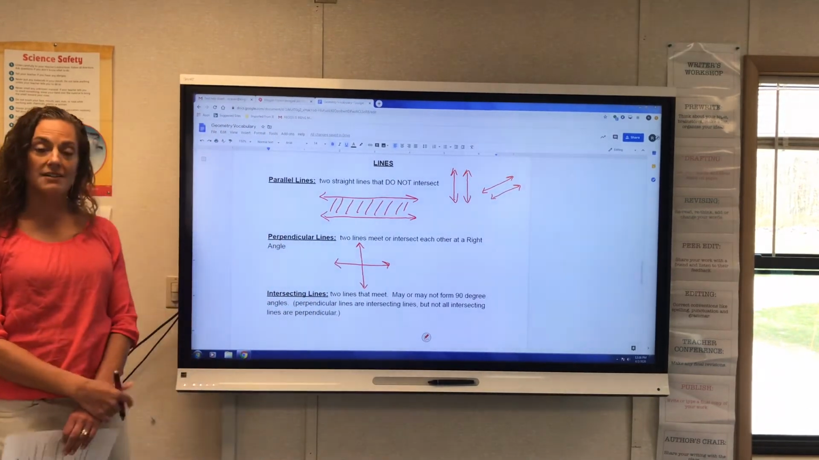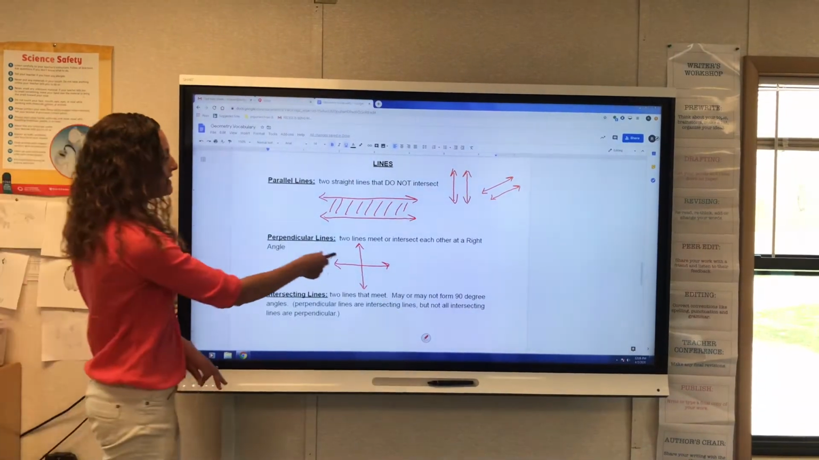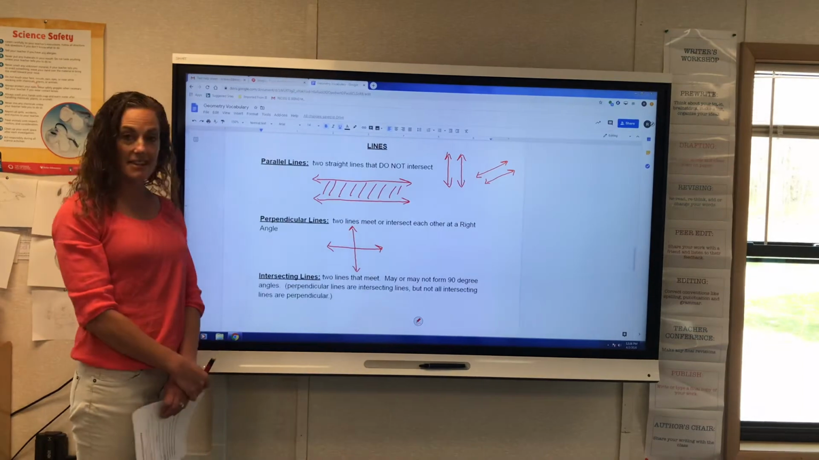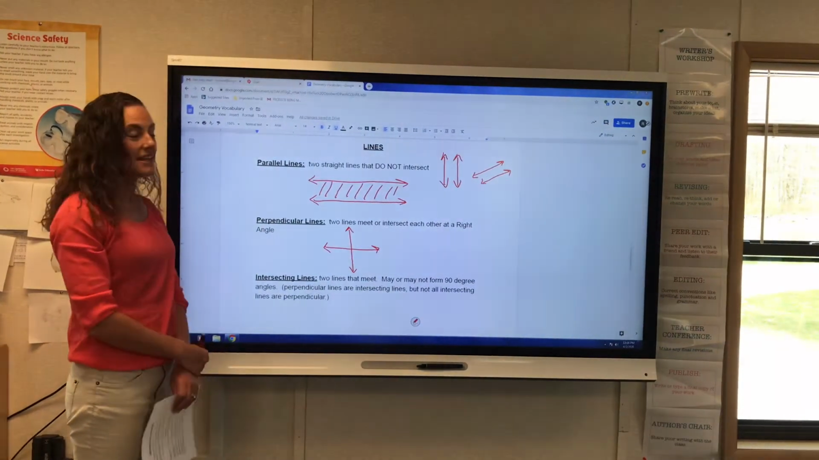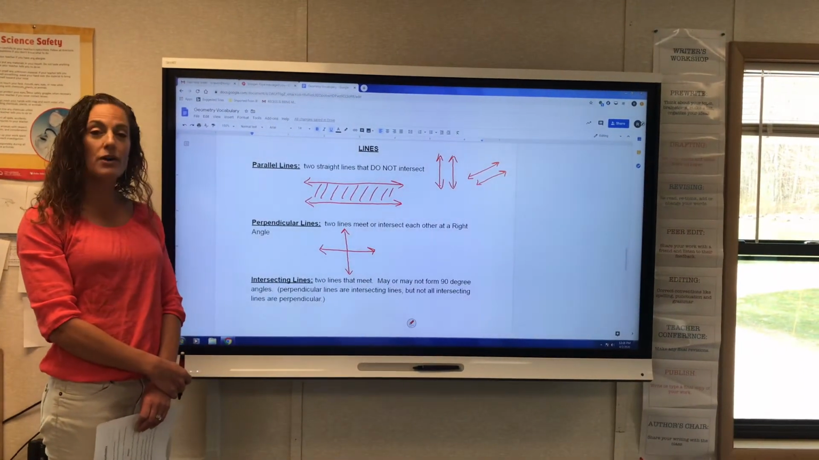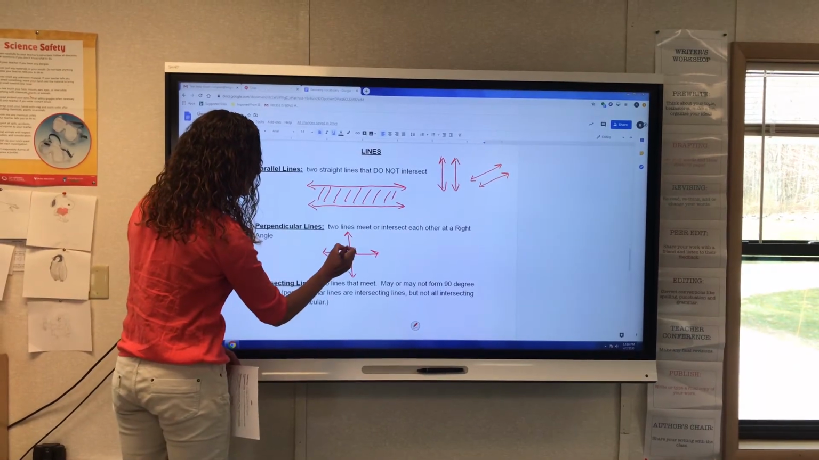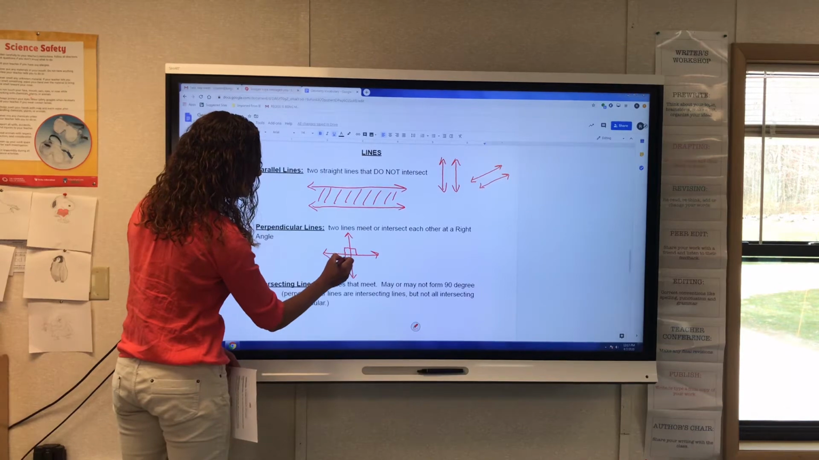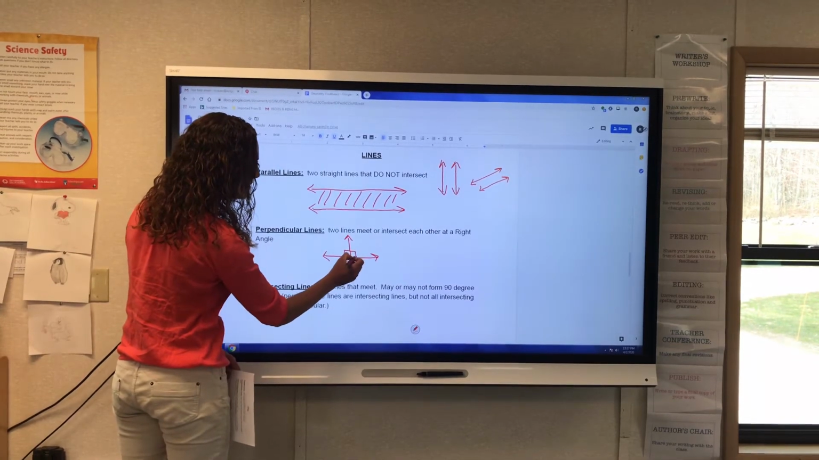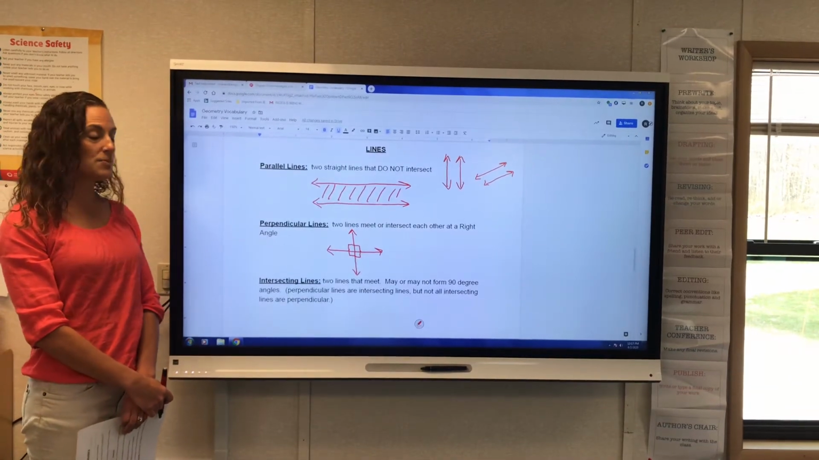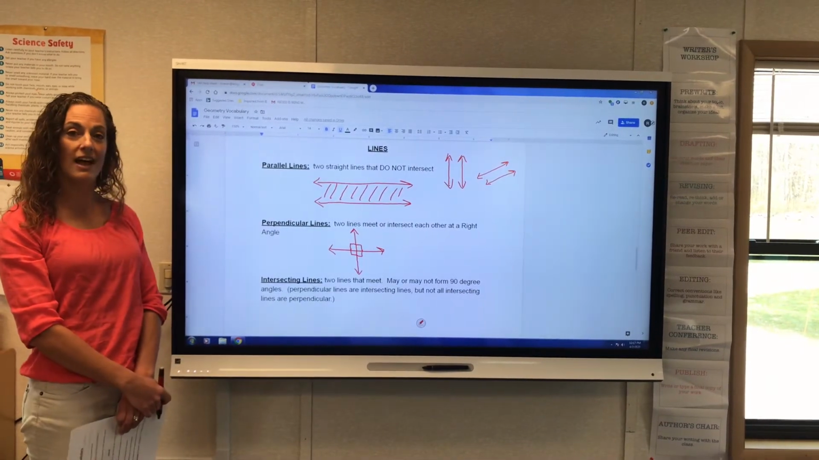So intersect means just to meet. So we can see that both of these lines are intersecting each other. And in this case, these lines intersecting each other have created 4 right angles. There's one here, there's another one here, and there's one down below on the left, and there's one down below on the right. So there's 4 right angles being formed by these perpendicular lines.